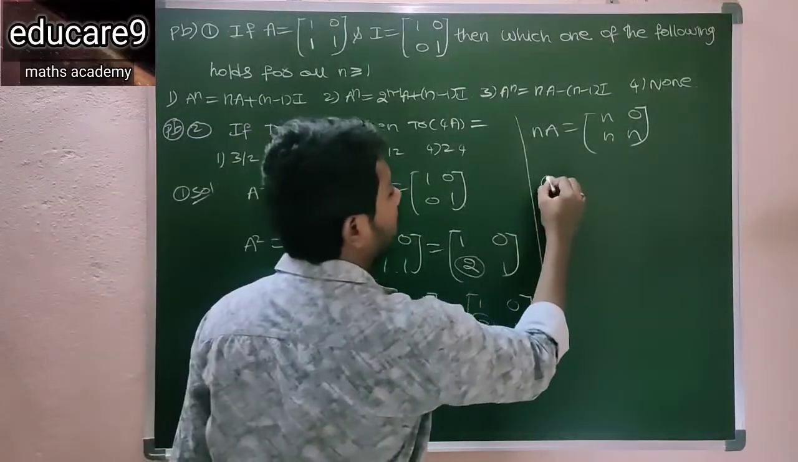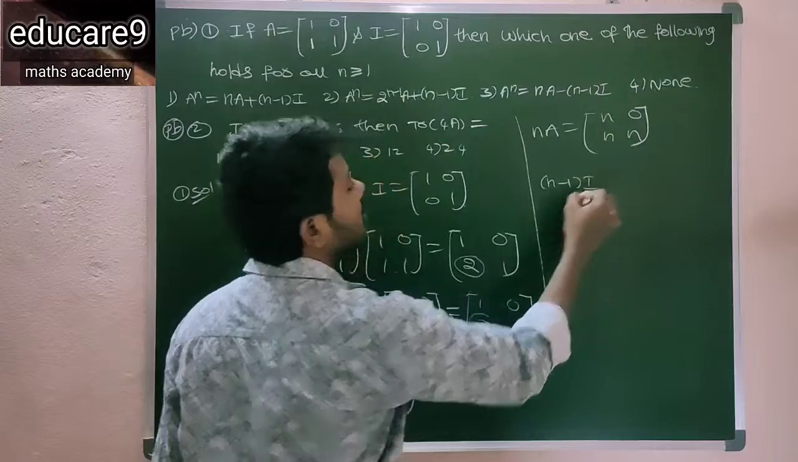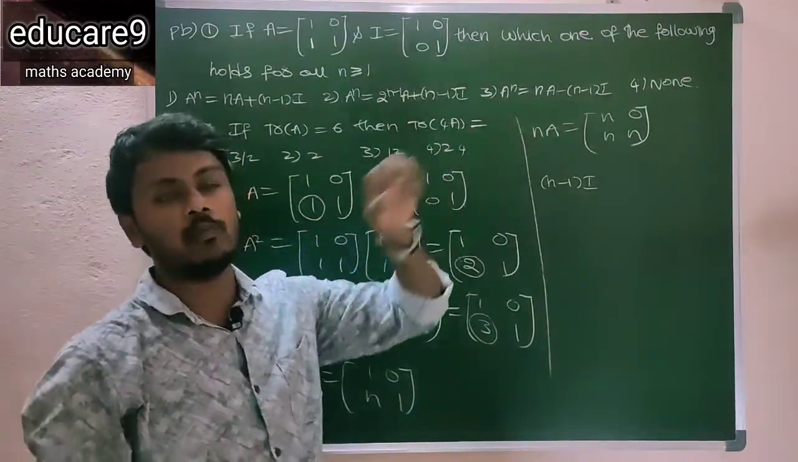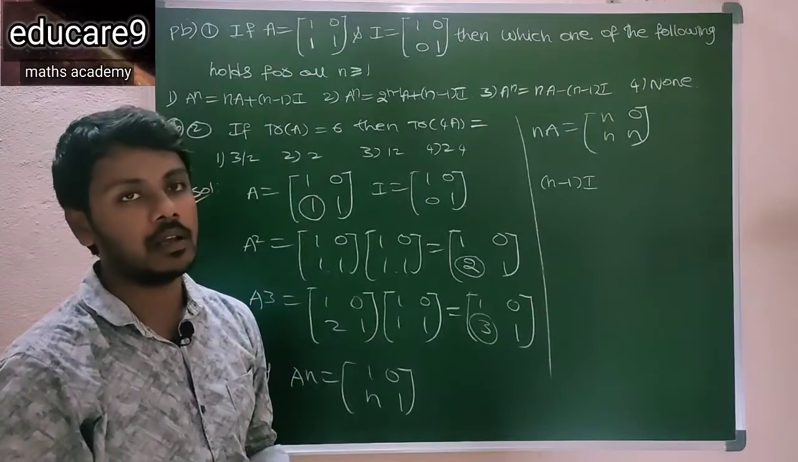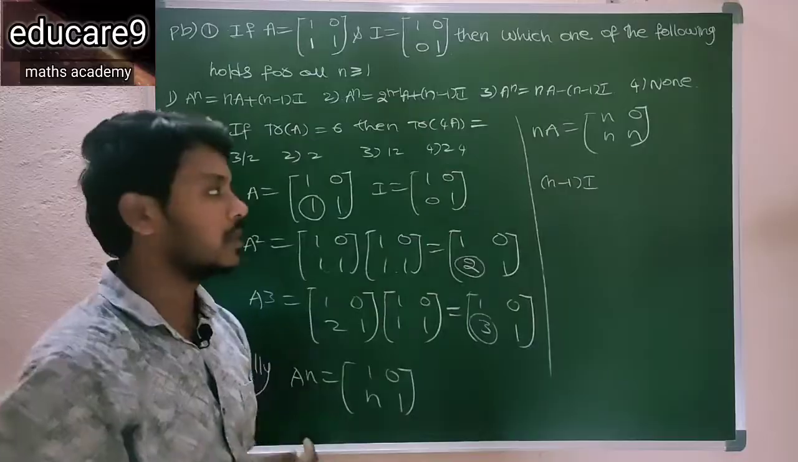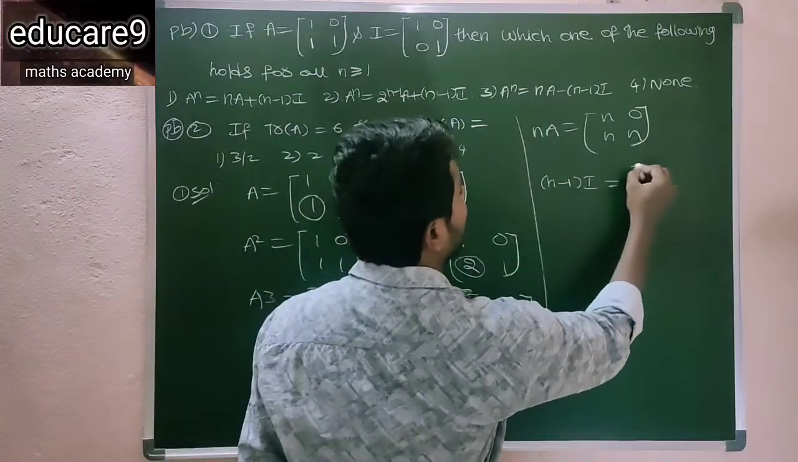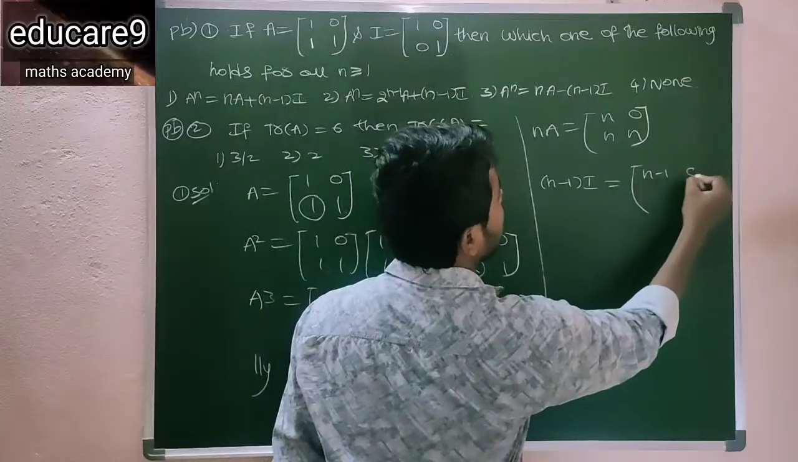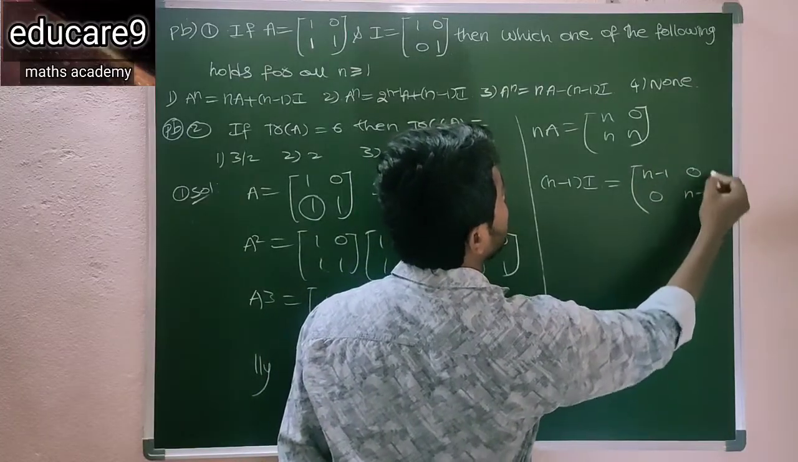Next find (n minus 1) into I. Because all the options have (n minus 1) into I, that's why you consider (n minus 1) I and n. Now this is what? (n minus 1) into the identity matrix, that is [n minus 1, 0; 0, n minus 1].